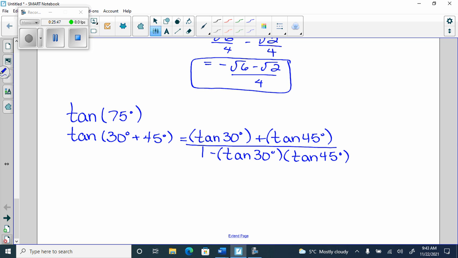Now, I always do them off to the side. Tan 30s are what? Do you remember? Root 3 over 3. And then 60s are just root 3s. Now, if you don't remember, tan 30 is sine, which is a half, divided by cos, which is root 3 over 2. So I get a half times 2 over root 3. These cancel. So I get 1 over root 3 and rationalize it. It's root 3 over 3.